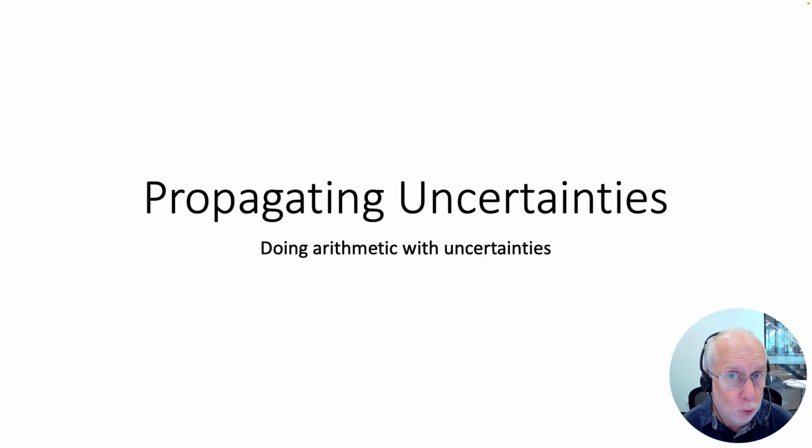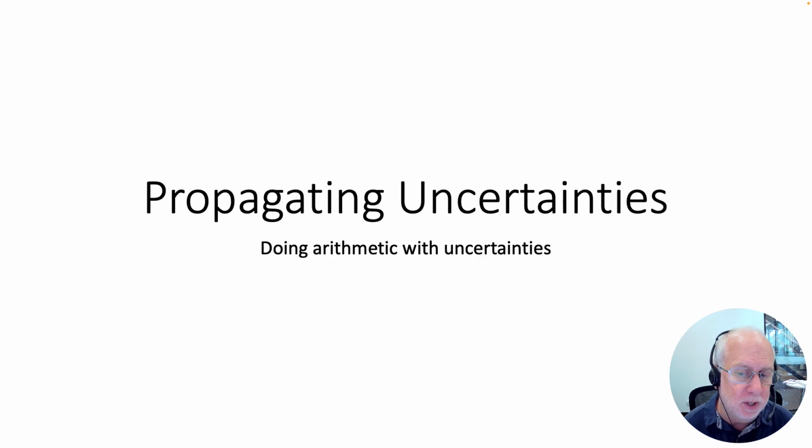We're now going to get on to propagating uncertainties. What is this? It's basically doing maths where you don't just have the numbers, but you have the numbers and the uncertainties. So instead of doing 2 plus 2, you might have 2 plus or minus 0.1 plus 2 plus or minus 0.1. And what's the answer for that?